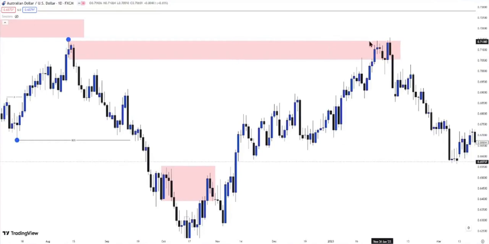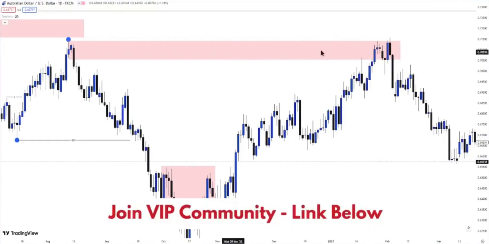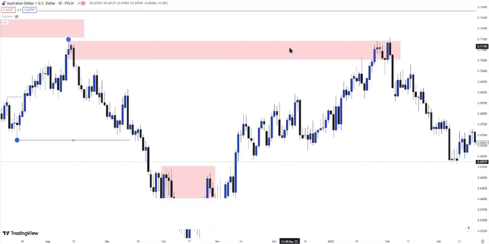This is not a break of structure. This is simply a liquidity grab. Liquidity has been taken from this high. Can you see that? Now, this OB is still valid. What you see here is still valid. It's just that if you want to mark the structure of the market, this is not a break of structure. This is simply a liquidity grab.